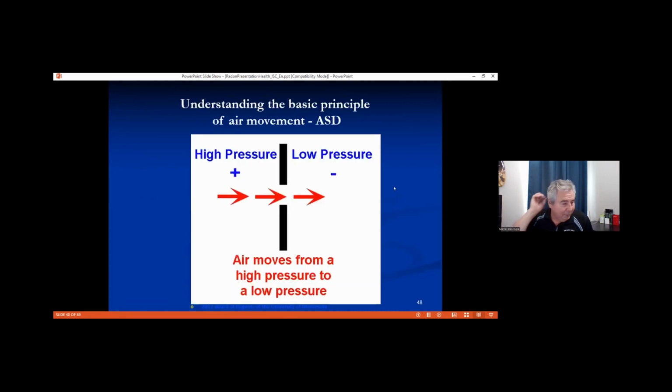Now, to understand when we're going to be talking about a radon mitigation system or an active subslab depressurization system, we need to understand the basic principle of what we want to accomplish here. And one of the things you need to understand is air will always move from a high pressure to a low pressure. Okay, if you have any air movement, it'll always go from a high pressure to a low pressure and not vice versa. So that's the first thing you need to understand.